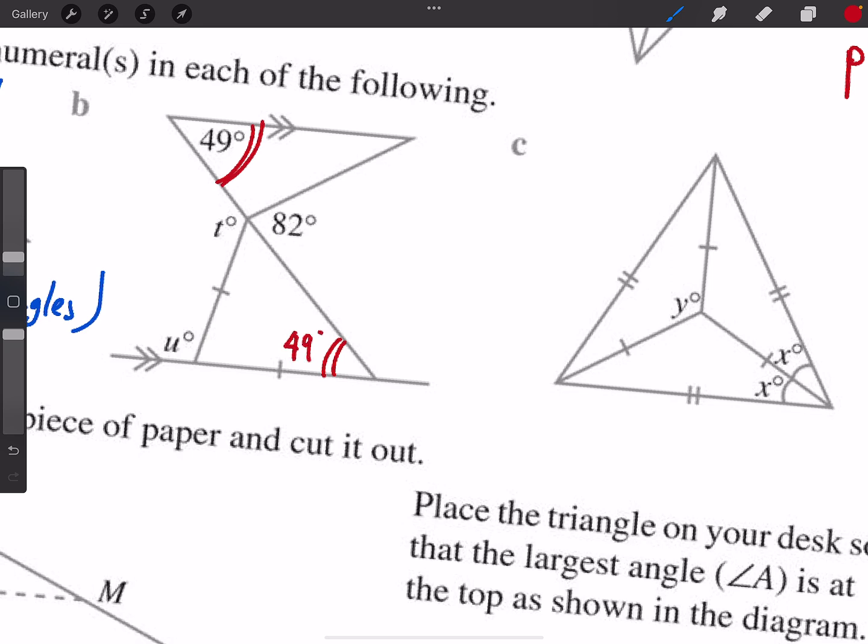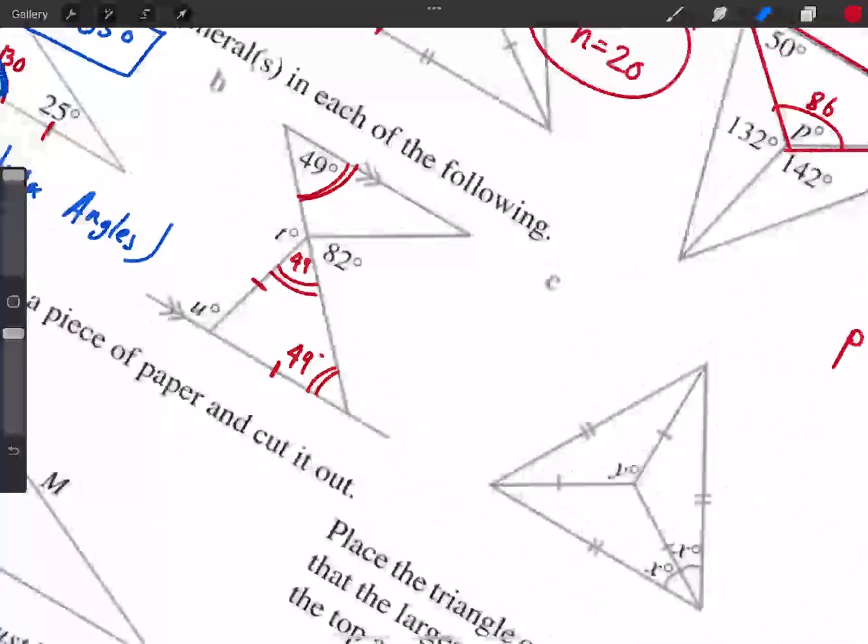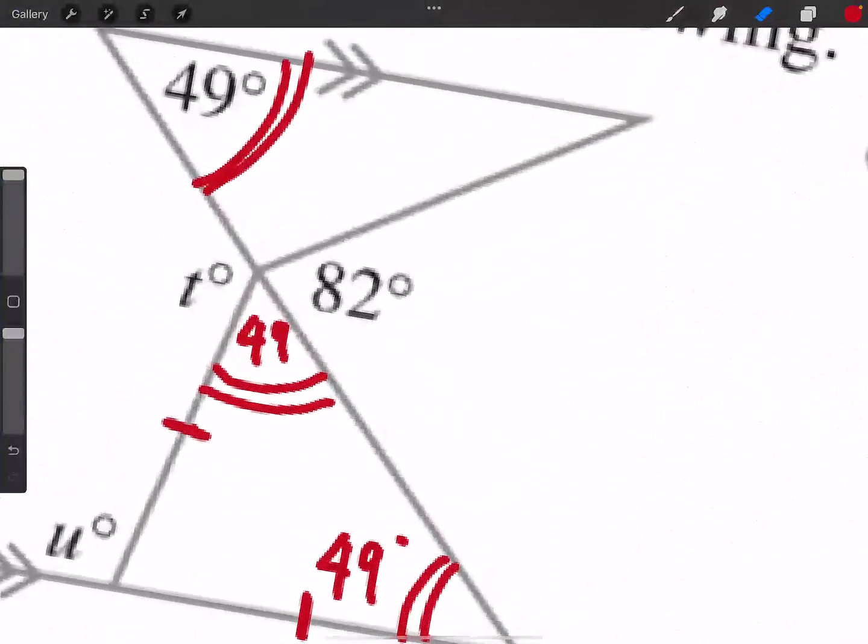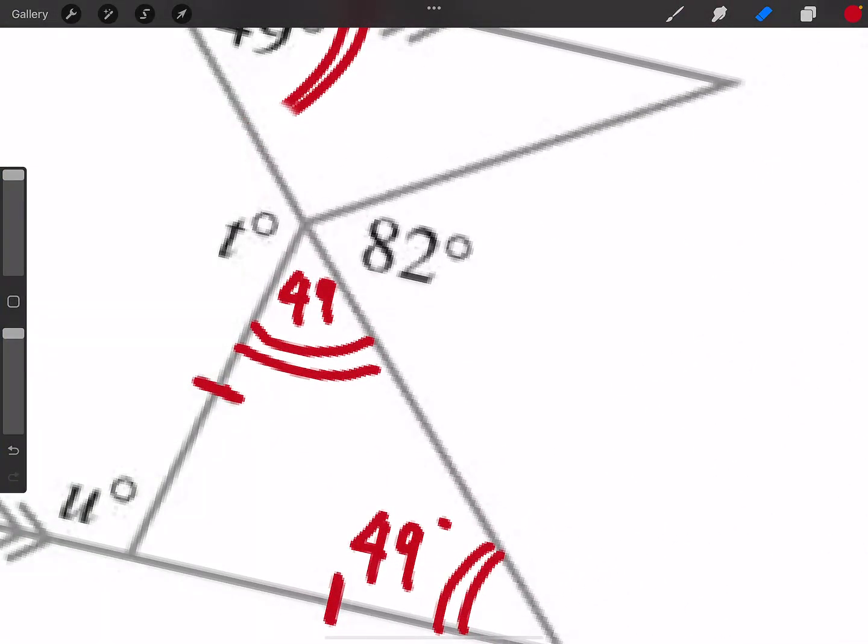Okay. What else do we have? Oh, and this side is equal to this side, so therefore these two angles must also be the same. This must also be 49. Okay. Now, if this is 49, we know that angle T. Oh, let me just rub some of this out. Too much stuff here.